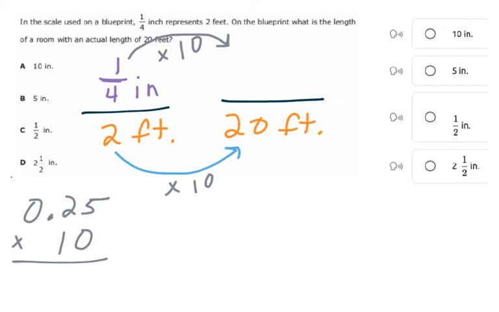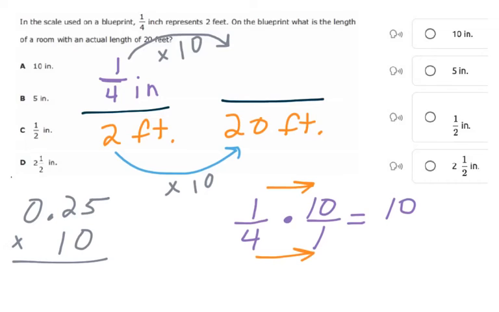So what that would look like is, I'll switch back over here, purple. If you do 1/4 times 10, that's like times 10 over 1. Remember, put a whole number into a fraction by just putting it over 1. And you just multiply straight across. 1 times 10 equals 10. And then 4 times 1 at the bottom equals 4. Of course, you're going to get an improper fraction. And then we can just turn this into a mixed number.